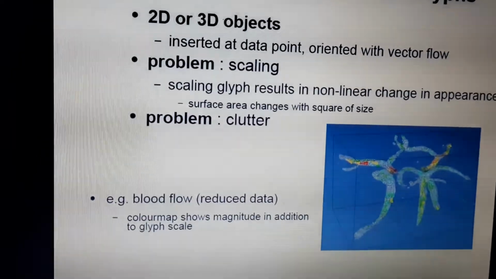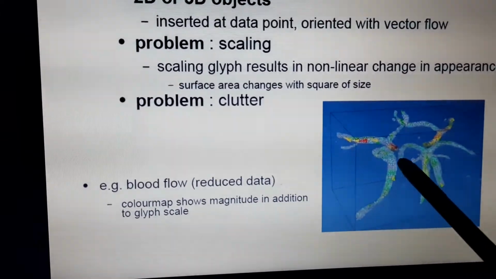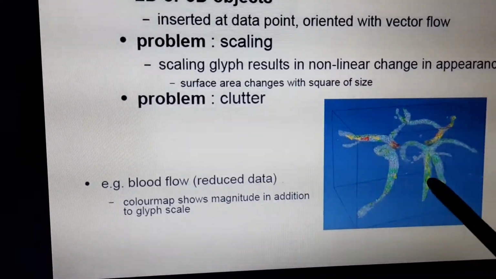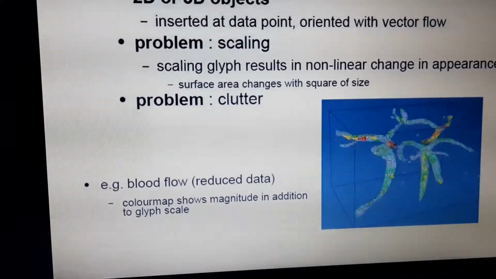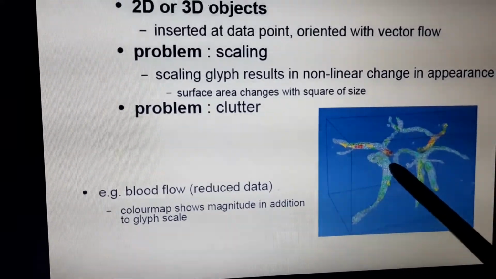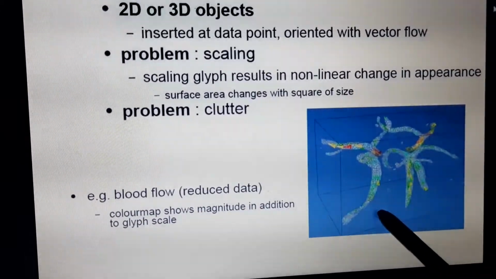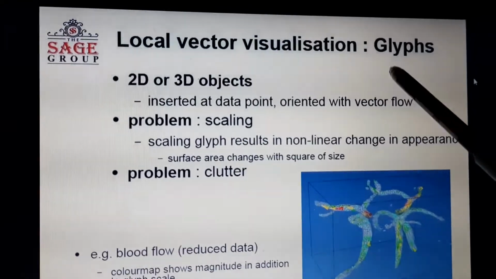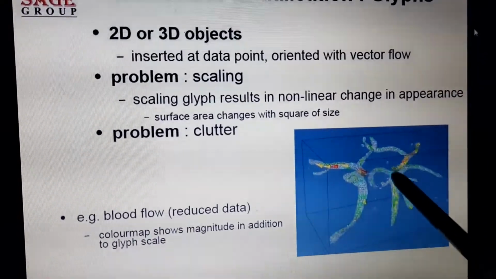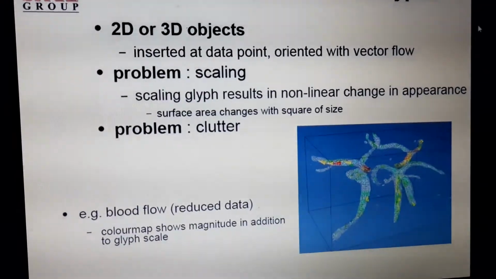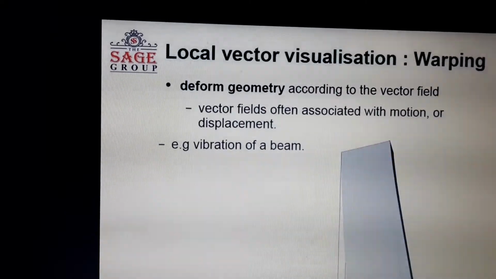For example, here we are taking blood flow. The color map shows the magnitude in addition to the glyph scale. This is the diagram of vector visualization of blood flow with the help of the glyphs technique. Here we have turned the glyphs in the direction of the flow. So this is another method, the glyphs method.